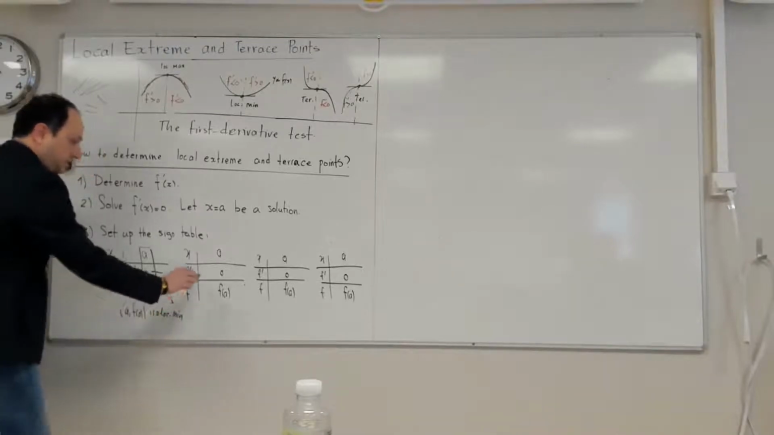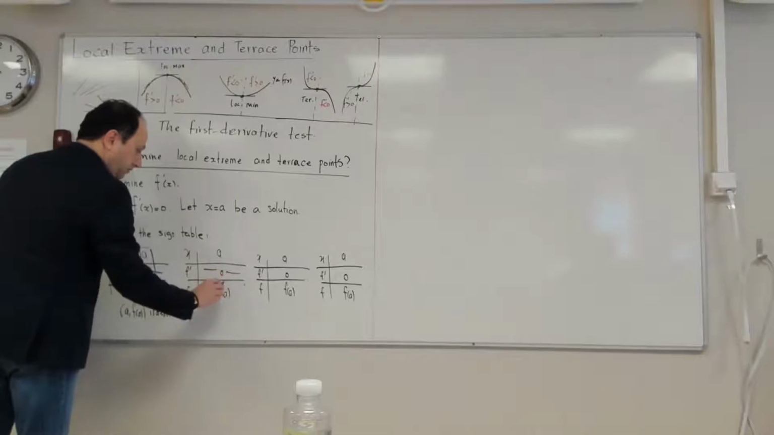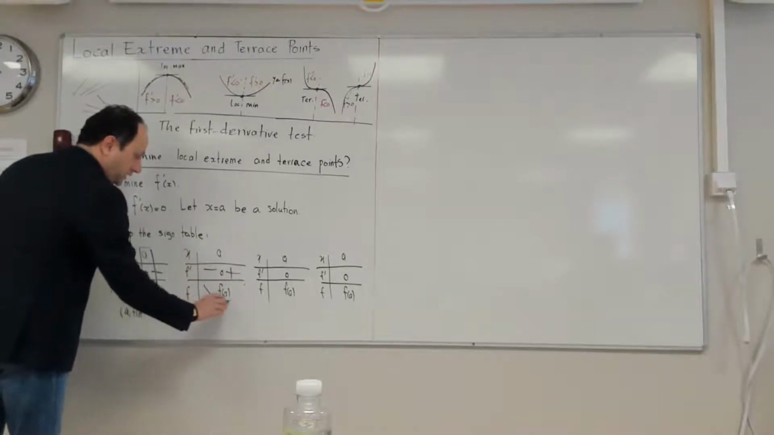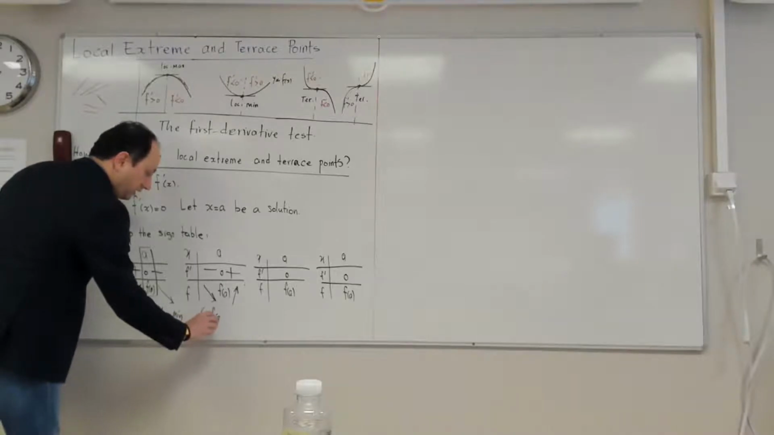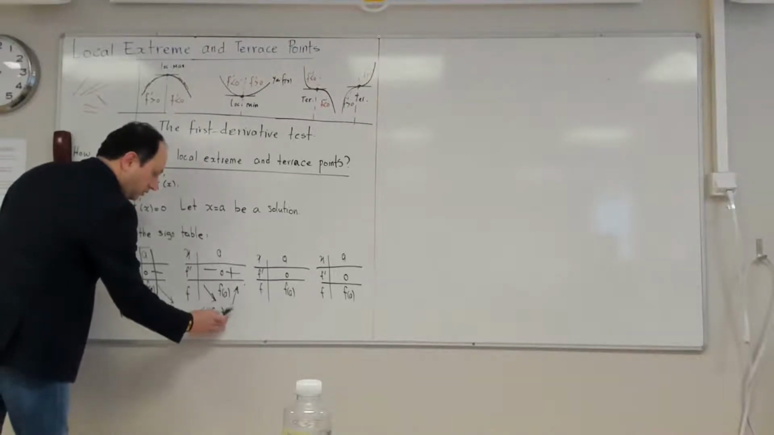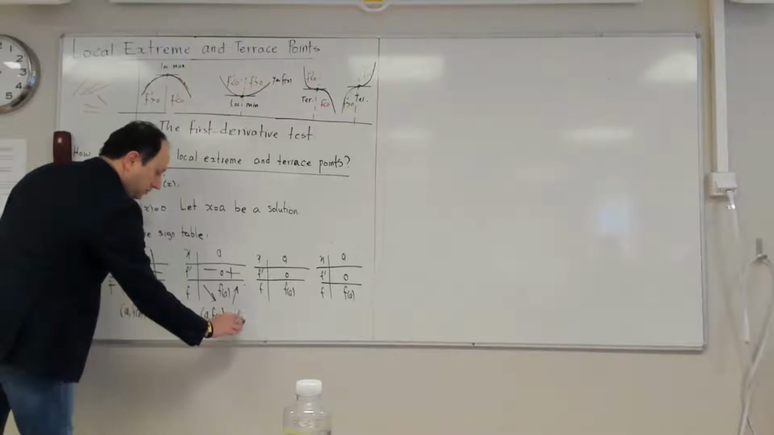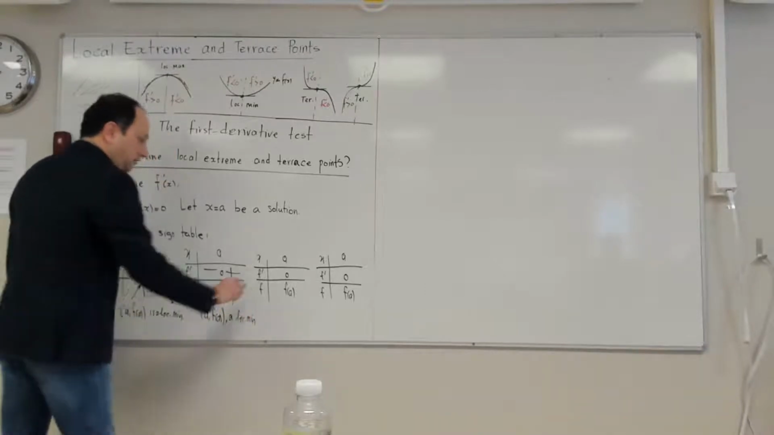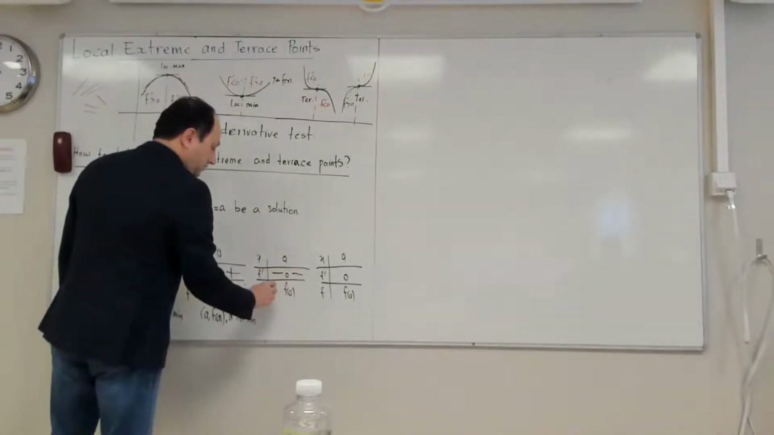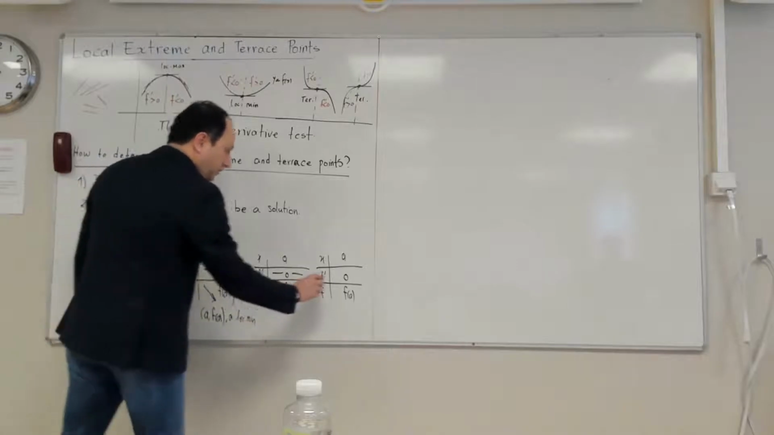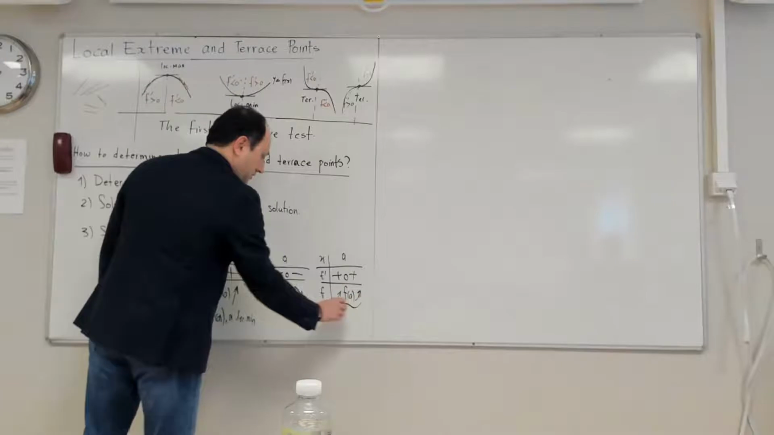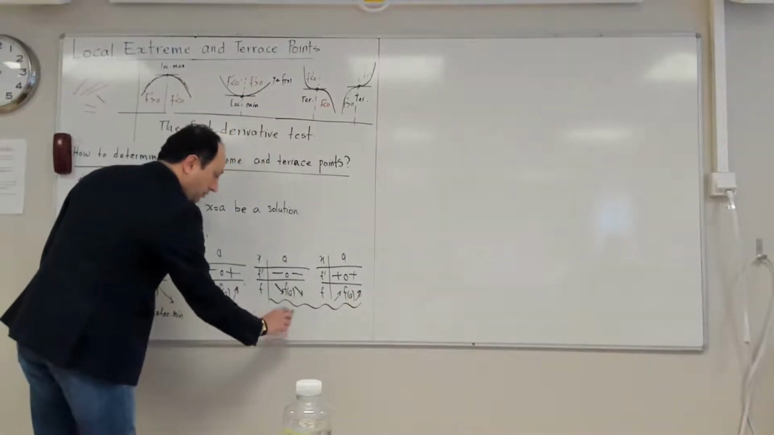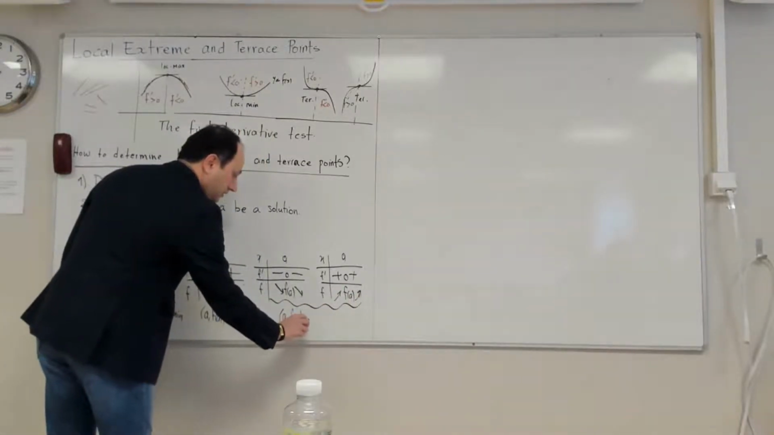Yes? If the derivative is negative before that, and after that it is positive, then the point a and f of a is a local minimum. And if this turns out to be negative, negative, or positive, positive, in both cases, a and f of a is a terrace point.